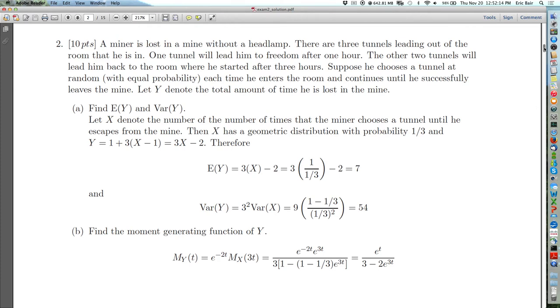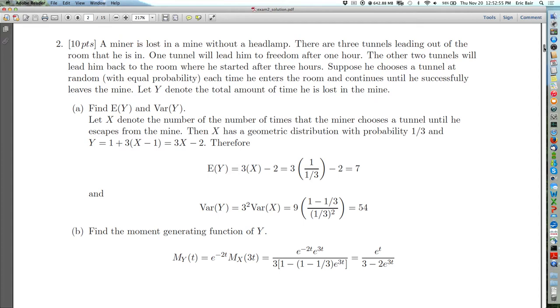Question 2 was a tricky one, and there were a number of people who got it all right, but not a huge number. The trick that you needed to observe here was that it was essentially a geometric distribution with probability 1/3 of success. The one thing that made it a little trickier than just being a simple geometric was that the total time inside the mine, which is what we care about here, you have to take like 3 times the number of failures plus 1 hour for the success that occurs.